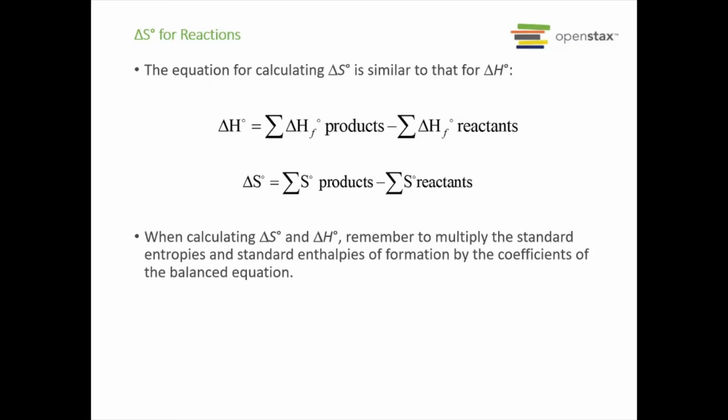So if you remember Hess's law, I think that was chapter 6 or something, delta H, the enthalpy change of a reaction, is equal to the enthalpy change of the products total minus the sum of the enthalpy change of the reactants. Very similar for entropy, it's equal to the sum of the entropy of the products minus the reactants. But also don't forget to multiply the standard entropies and or enthalpies of formation by the coefficients of the balanced equation. So if you have a 2 in front of it, you need to multiply by 2.